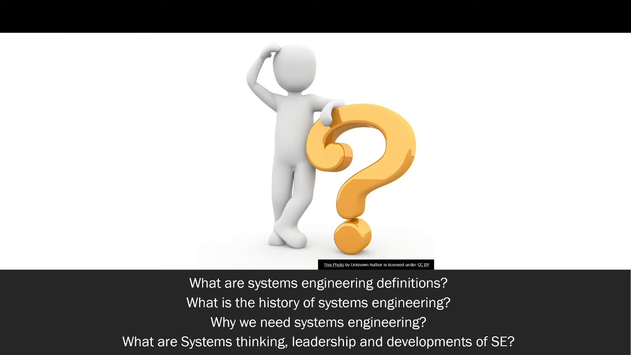In this chapter, the sections we are addressing will be mainly related to systems engineering. So we will be looking at the following questions. What are systems engineering definitions? What is the history of systems engineering? Why do we need systems engineering? And what are the definitions of systems thinking, leadership, and developments of systems engineering? So let's look into those.